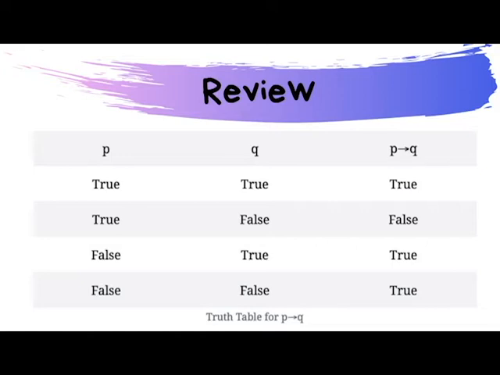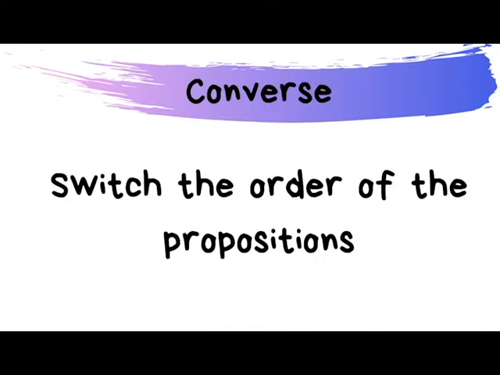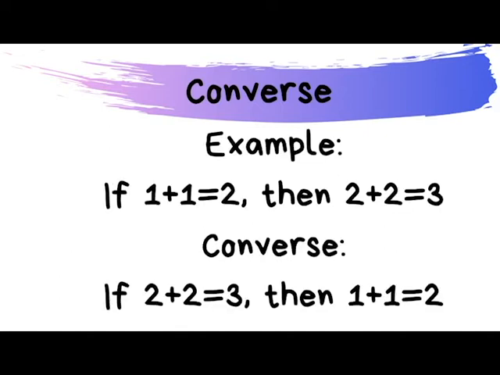So what about our related statements? Let's start with the converse. To get the converse of a statement, you would switch the order of the hypothesis and conclusion, or P and Q. Say we start with the statement, if 1 plus 1 equals 2, then 2 plus 2 equals 3. We have that P is true and Q is false, so the truth value of the entire statement is false. If we take the converse, which is just switching the order of the propositions, we have if 2 plus 2 equals 3, then 1 plus 1 equals 2. In this scenario, we have a P that is false and a Q that is true. So the truth value of the entire statement is true.